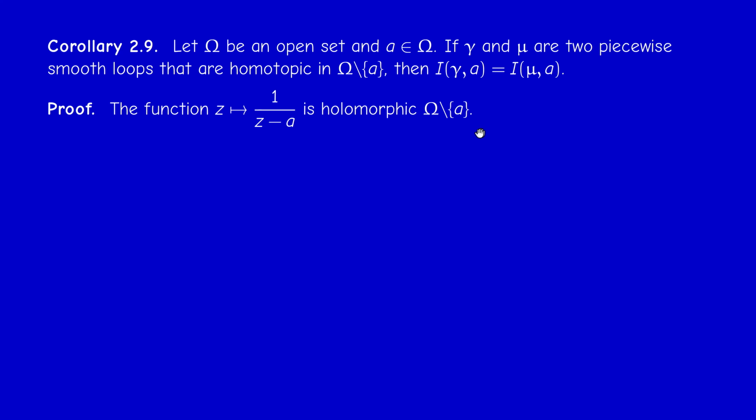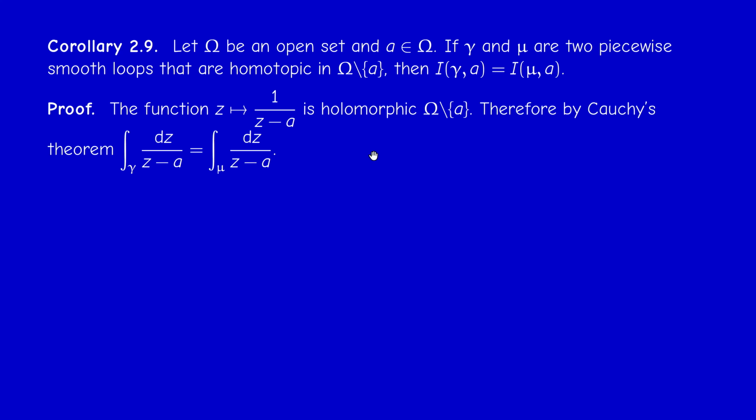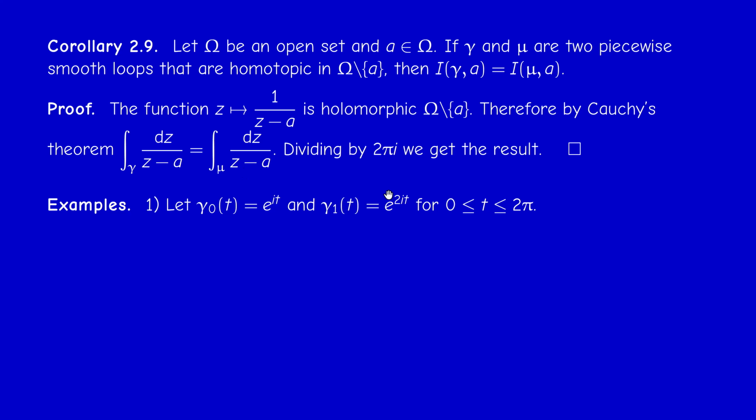Why is that? Because the function 1 over z minus A is holomorphic on omega without A, because z is different from A on omega without A. So this is the inverse of a holomorphic function that does not vanish, so it's holomorphic. And by Cauchy's theorem, the integral is the same along gamma and along mu. So when we divide by 2 pi i, we just get the index. It's very easy. And now I will use this corollary to prove examples 3 and 4, that two loops are not homotopic.